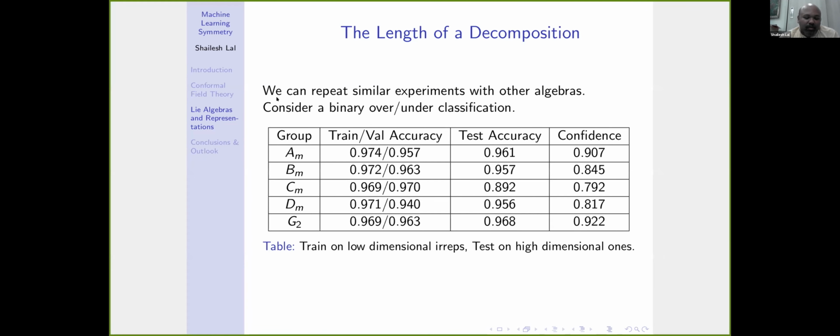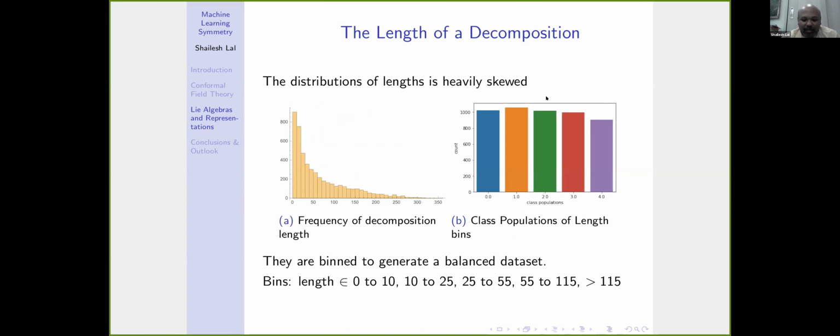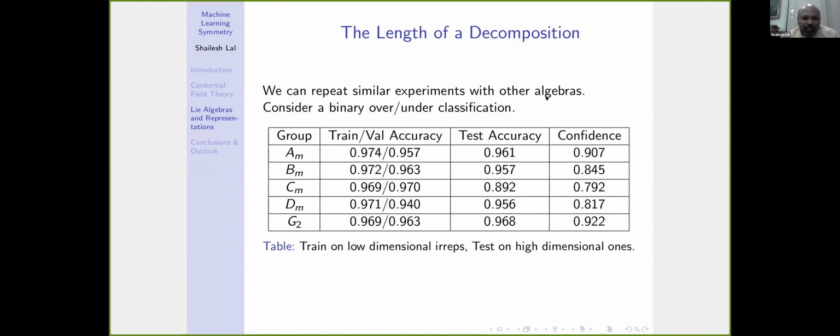So you could do similar experiments with other algebras. This was a little bit more sophisticated, but you could think of an over-under classification, where you take the tensor product of 2 representations and ask whether the length is over or under a certain number, which you can fix. And you can see that the accuracy is pretty high, about 97, 98% in all cases. The confidence of this classifier is also pretty high.